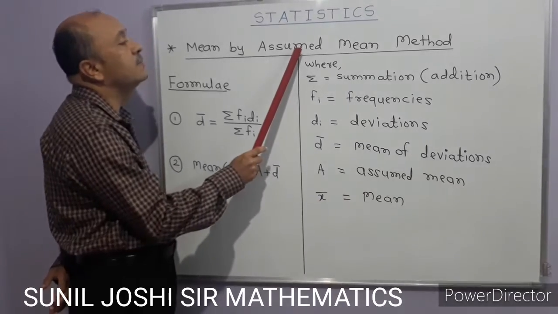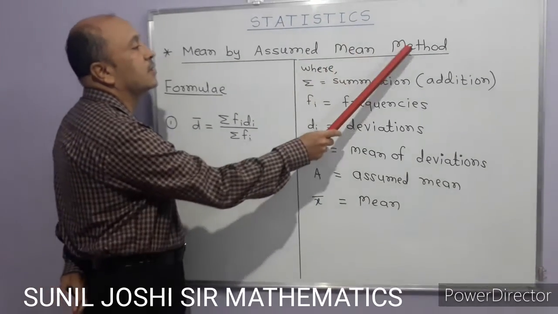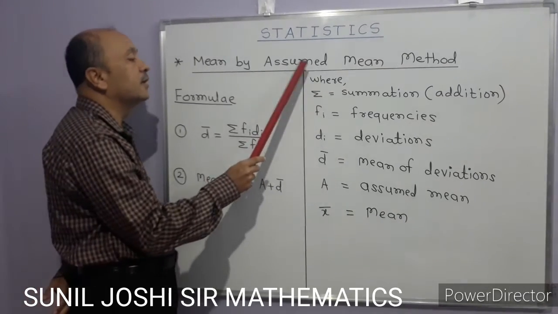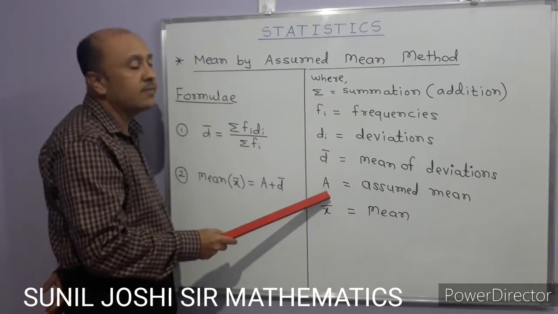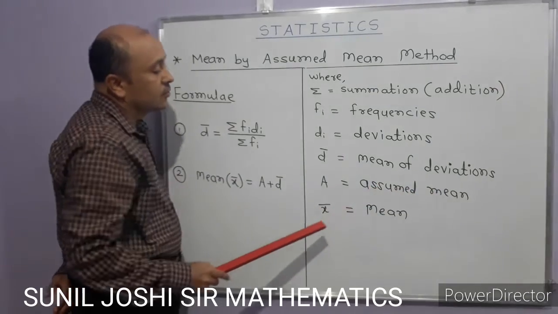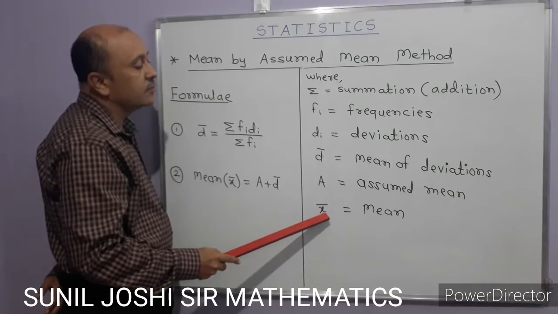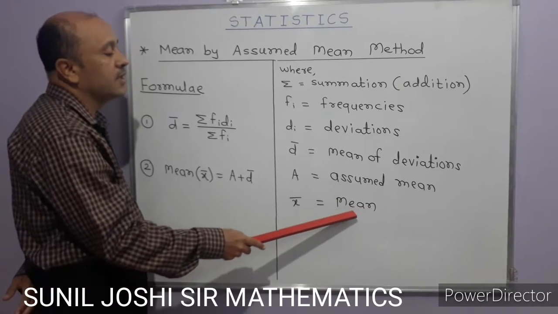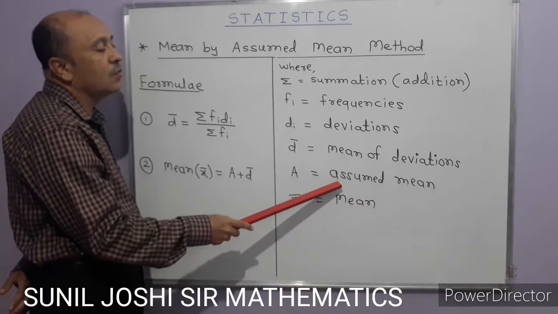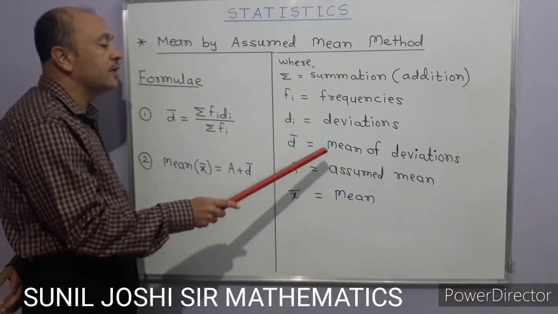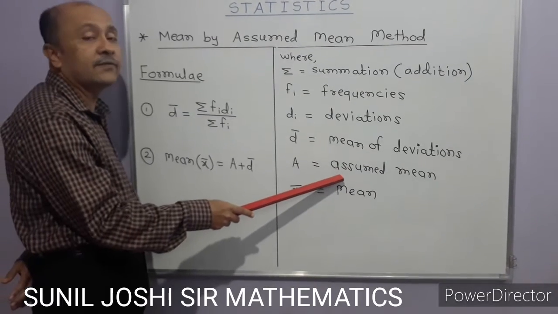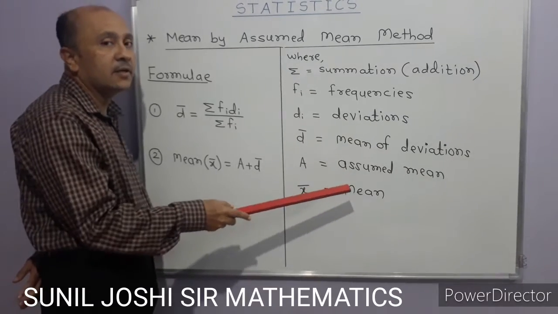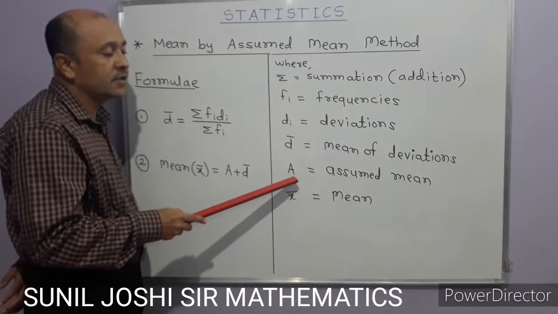So our method name is the assumed mean method. It means we have to assume something, we have to suppose something, and that is called A. A means assumed mean. The mean, x bar, is denoted by the letter x bar. So A is the assumed mean. What we have to assume is also given. It is the mid value of the class marks, that is, the midpoint. We are going to see the example, then you will be very clear about this A.